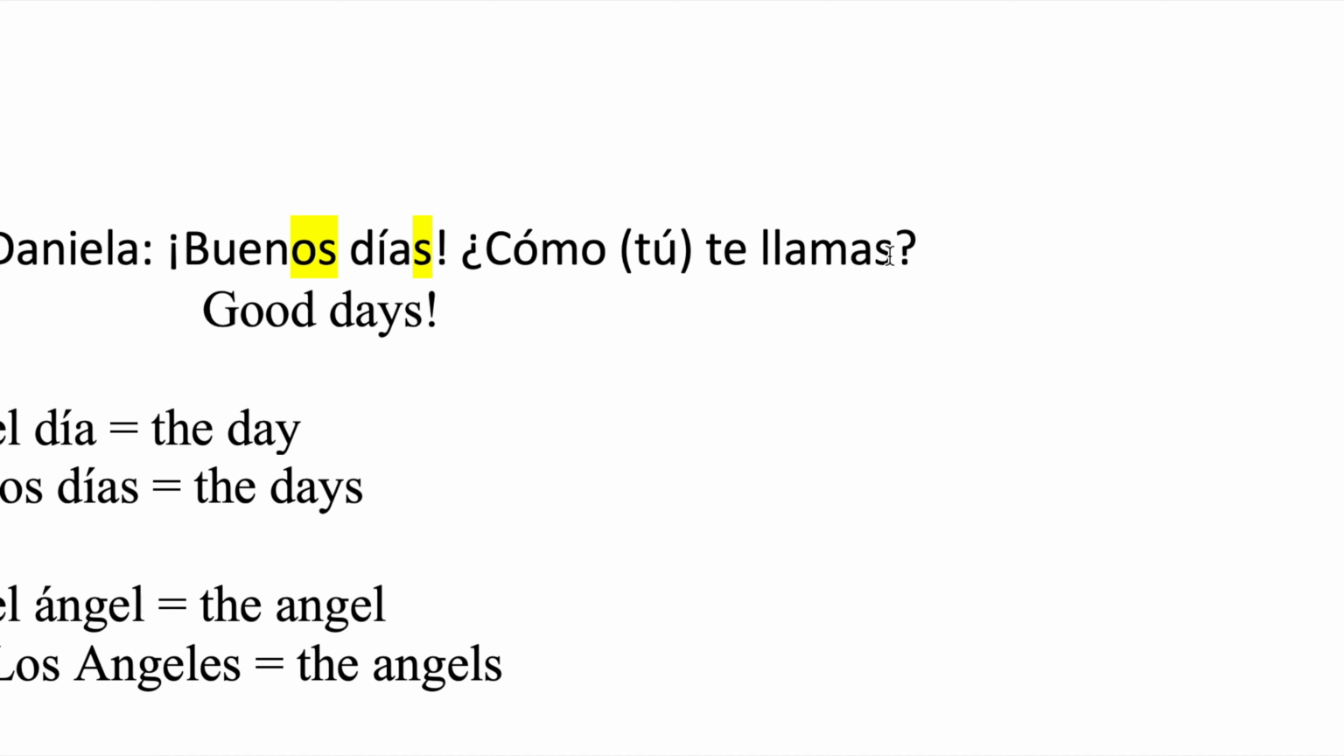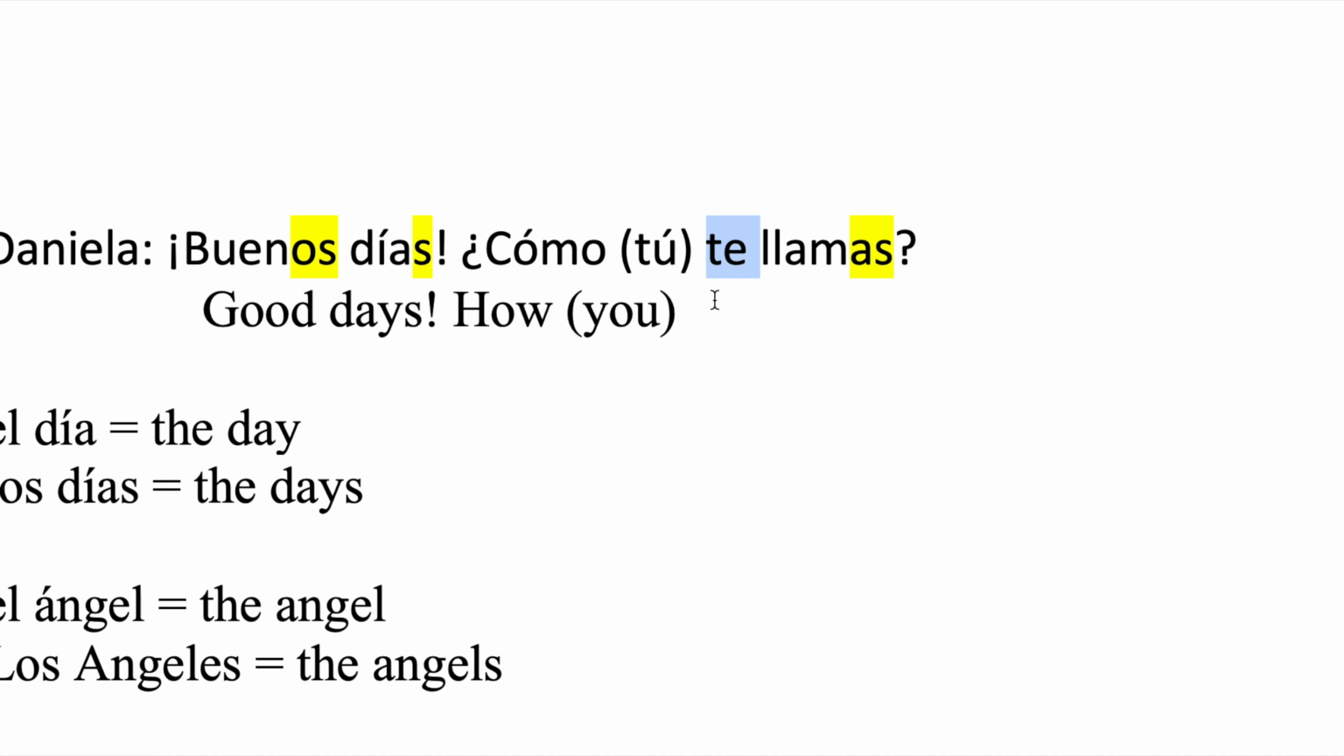Or ¿Cómo tú te llamas? So, ¿cómo means how. The tú means you. It's the personal pronoun you. And in Spanish, you don't need the personal pronoun. You can use it, but you don't have to, because in Spanish, the ending here at the end of the verb indicates which form it is. So the you is already included in the as at the end of llamas.